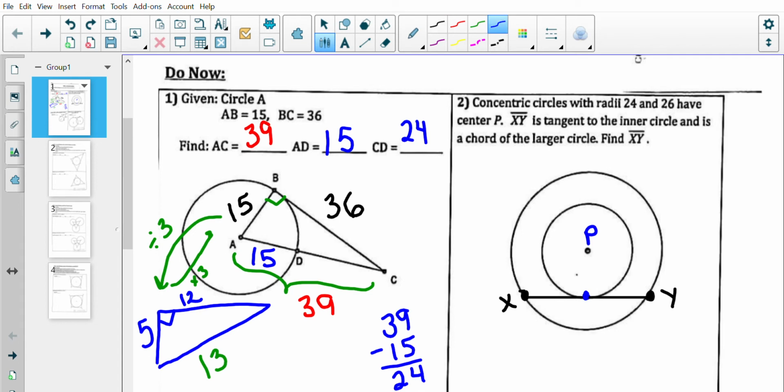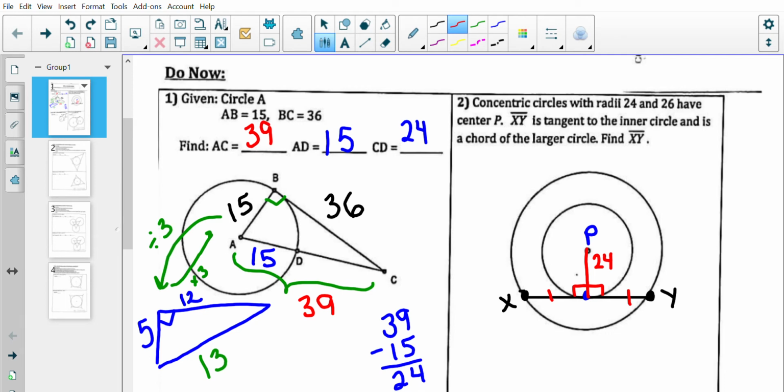So now we're going to draw on our radii. I'm going to draw on the radius of the smaller circle right to the point of tangency. Why do you think I'm going to do that? Because when a radius touches a tangent, we make right angles. And we know that is 24. We also know when part of a radius touches a chord, it bisects the chord. So we're going to bisect that chord.